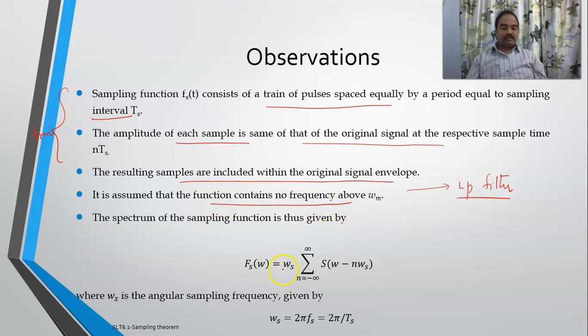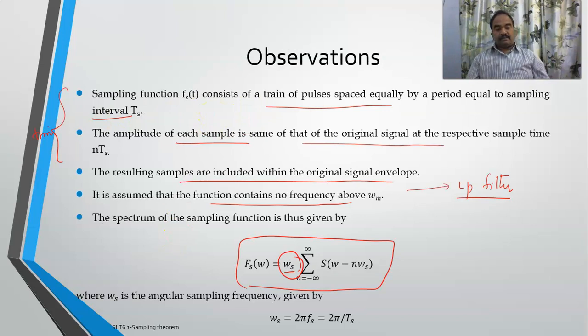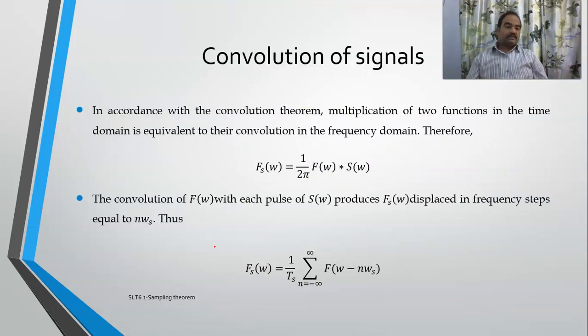So the spectrum now, if I convert it into frequency, this is my representation. This is my sampling function, where this is your sampling frequency. Now, I'll show you one particular thing. This is the relation between the sampling time and the sampling frequency. They do have an inverse relation. Now, in accordance with the convolution theorem, you have two signals. One is your F of omega, this is your initial one, and now you are having a sampling function. Now you want to convolve between these two.